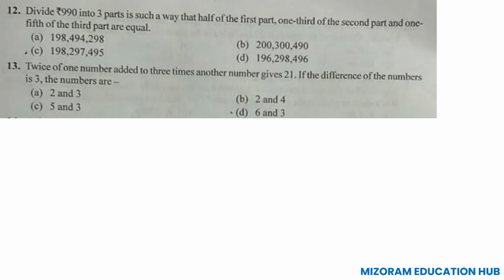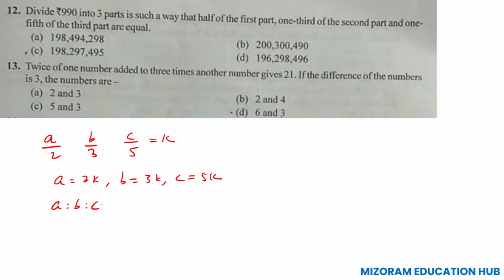Option C is correct. Divide 990 into 3 parts in such a way that half of the first part A by 2, 1/3 of the second part B by 3, and 1/5 of the third part C by 5 are equal. Each one, A is exactly 2k, B is 3k, C is 5k. So what is the ratio? ABC ratio will become 2:3:5.